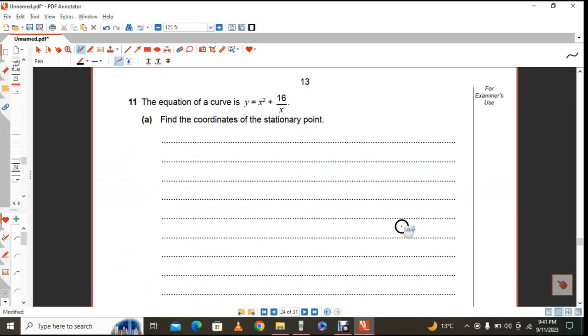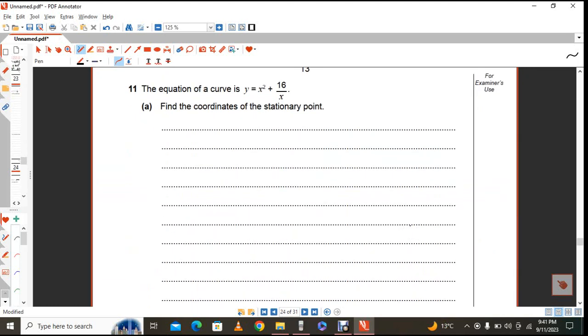Right, the equation of the curve is y equals x squared plus 16 upon x. That is the equation of a curve. They say find the coordinates of the stationary point. So once you are told you need to find the coordinates of the stationary point, those are trigger words that tell you, of course, you need to differentiate.